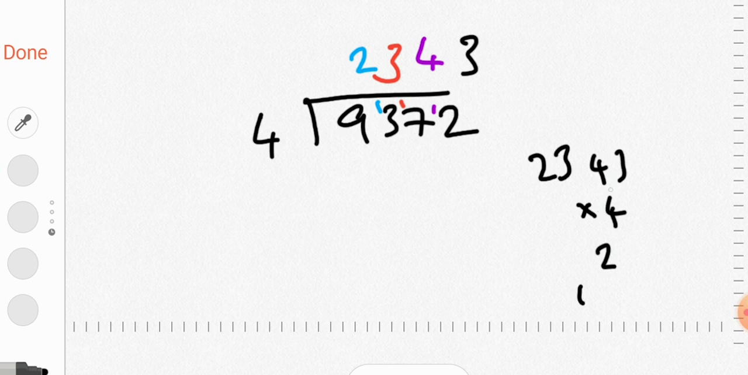What's 4 times 4? 16. Plus 1? 17. Put the 7, carry the 1. What's 4 times 3? 12. 12 plus 1? 13. 13, carry the 1. And what's 4 times 2? 8. Plus 1? 9. 9.